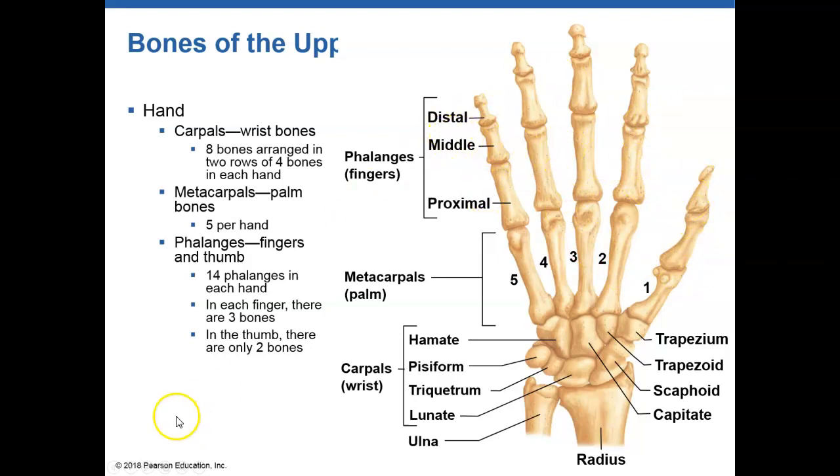So there's a lot of bones that make up the appendicular skeleton, but a lot of those bones have the exact same name because we have 14 phalanges per hand, 2 hands. We also have 14 phalanges per foot, and we have 2 feet, which means we have, what, 56 phalanges? That's a lot of phalanges.